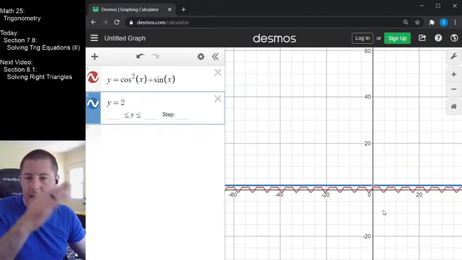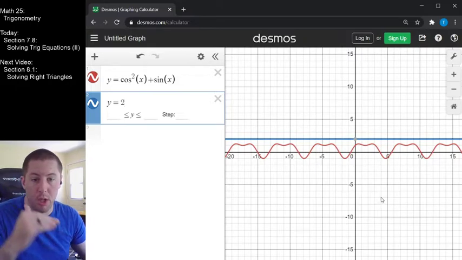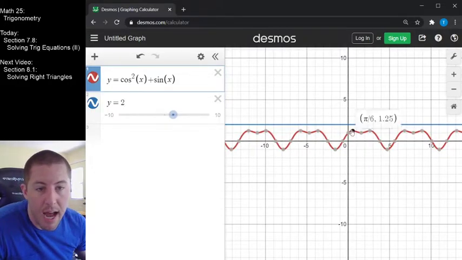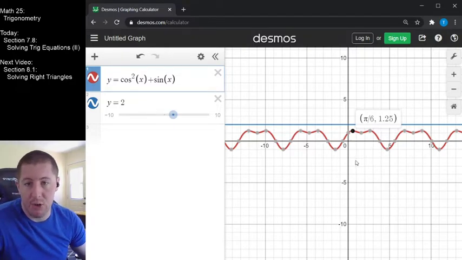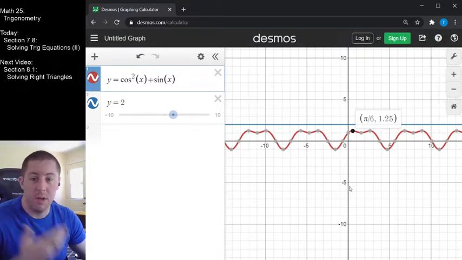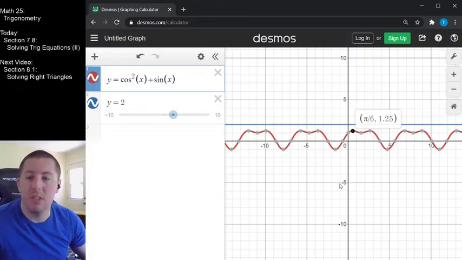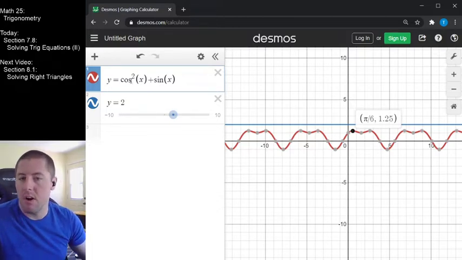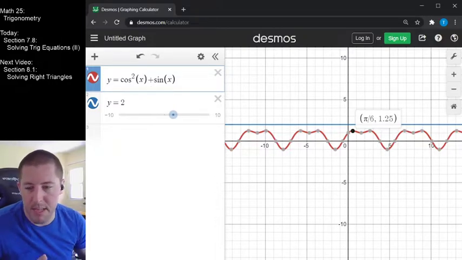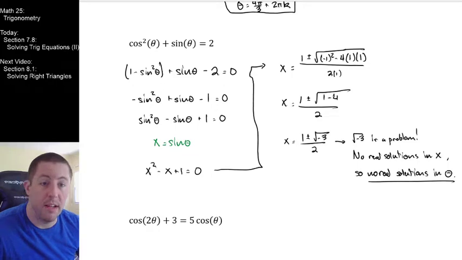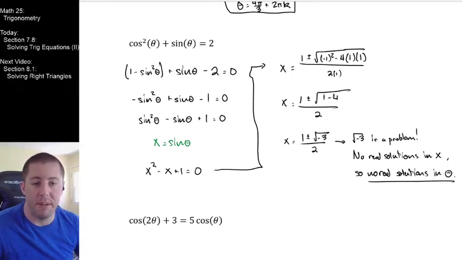It just keeps on doing that awkward little squiggle below 2 for all time. It looks like the highest it ever gets is 1.25. We were asking when does it get to a height of 2, and the answer is it never does. And so there are no x values that get us there. Of course, that's really our theta in our original problem, but that's not really an issue. So the bottom line is we can see graphically that there are not going to be any real solutions for this.